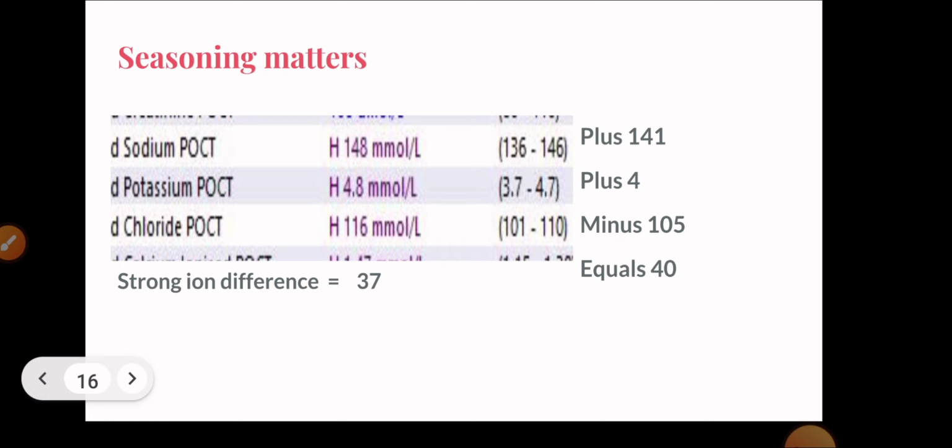And this person's strong ion difference is, if you add those up, the pluses and the minuses, 37. Now how do we relate these two numbers? Well, to get from 40 to 37, that is minus 3. That minus 3, just remember for now, and we'll come back to it later.